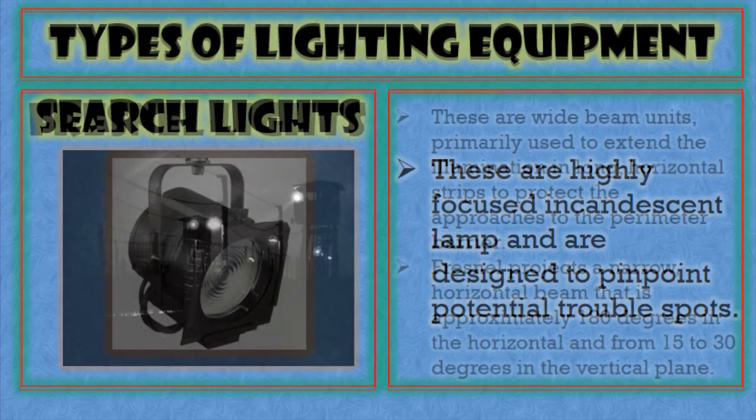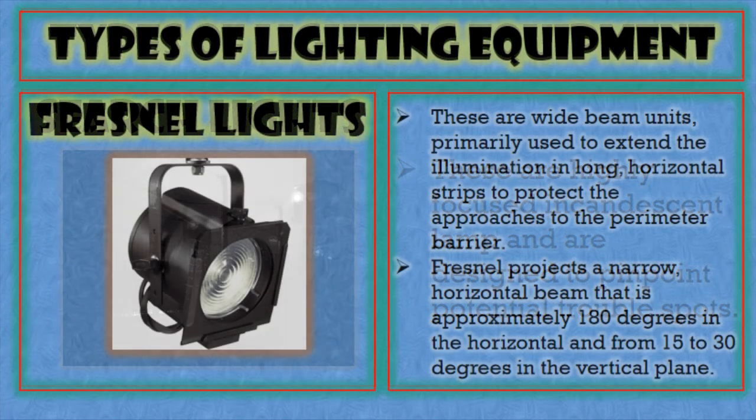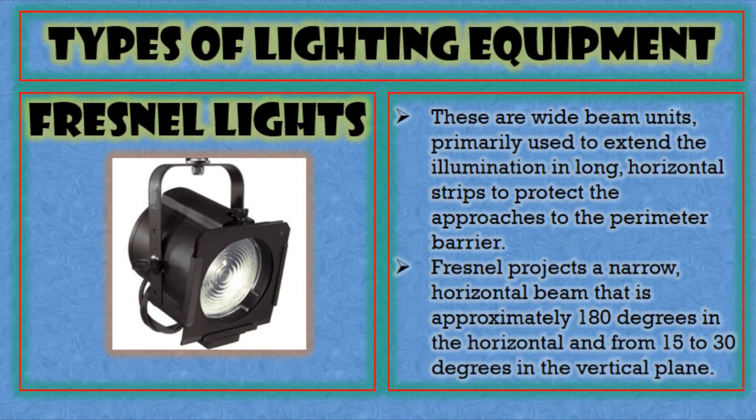And then we have here the second one, the so-called Fresnel lights. So, ito naman, these are wide beam units primarily used to extend illumination in long horizontal strips to protect approaches to the perimeter barrier. So, makikita nyo po yan sa picture, yan pong item na yan or yung Fresnel lights. In comparison with searchlights, pwede po natin ma-move yung searchlights in any area or in any potential trouble spots, pwede natin yung itutok in any position.